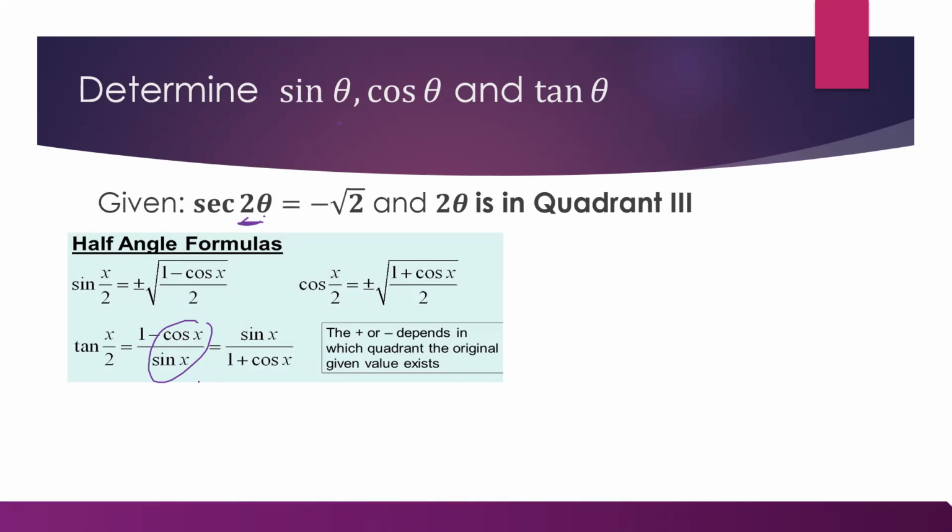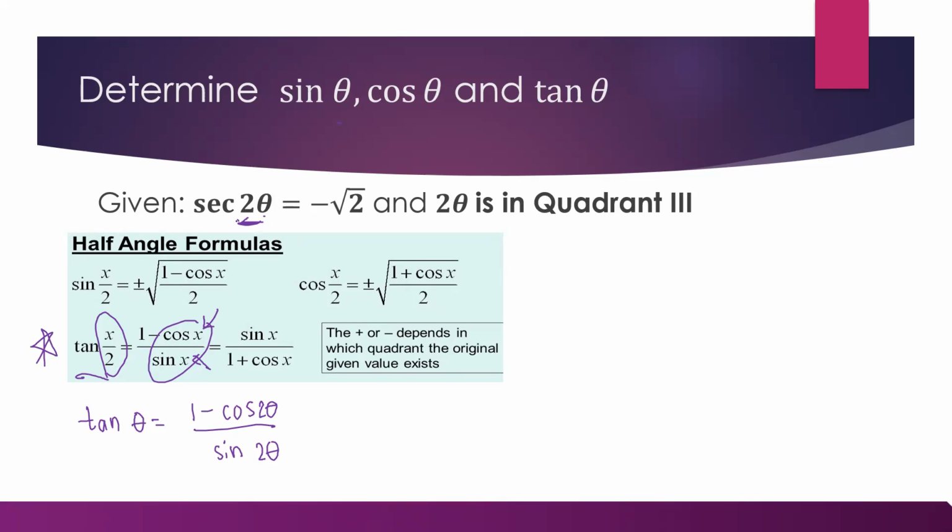So, what we can solve is the tangent of theta. The modification of this formula: tangent of theta, it's half, this is half of the angle here. Okay, so this is 1 minus cosine of 2 theta over sine of 2 theta. That would be the modification of the formula that we have here. Okay.